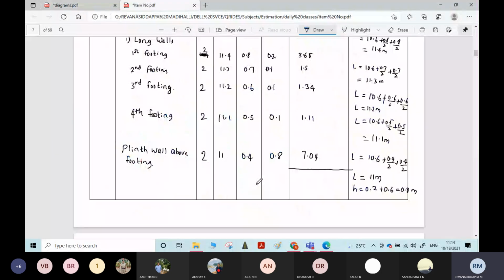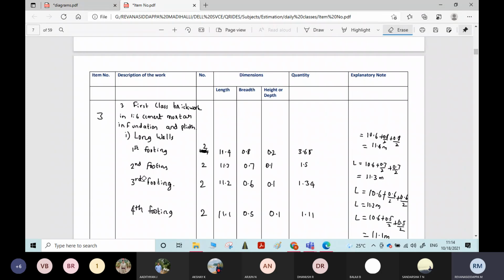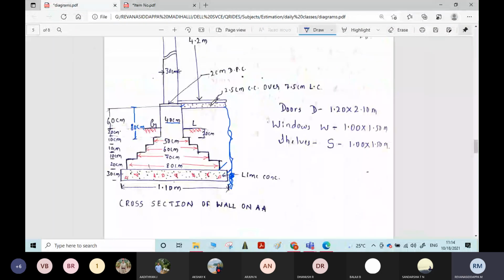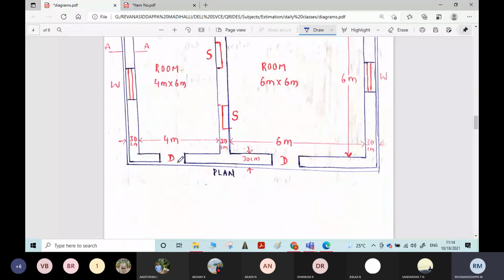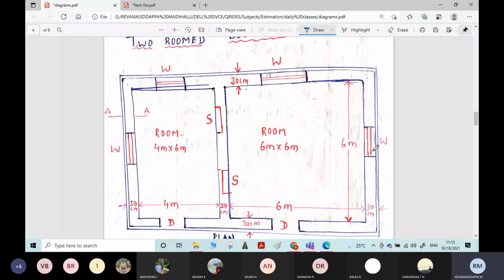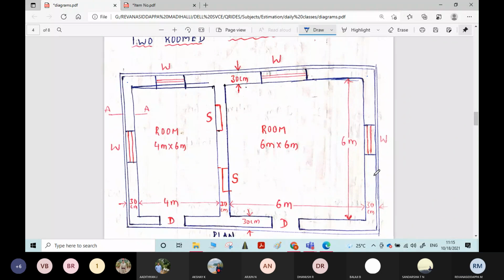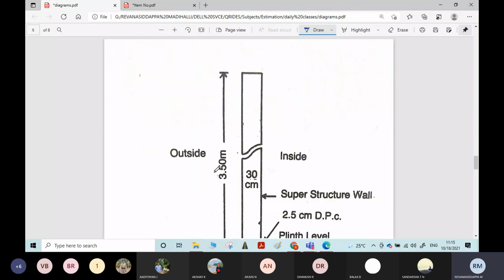Calculate the total quantity. Total is equal to... sorry, just a minute. We have left one more calculation. See, for the long walls we have calculated. Okay, the quantity calculation we have done with respect to the long walls. Still we have to do quantity calculation with respect to the short walls. After that we have to do the total quantity calculation. Now with respect to long walls it is over.